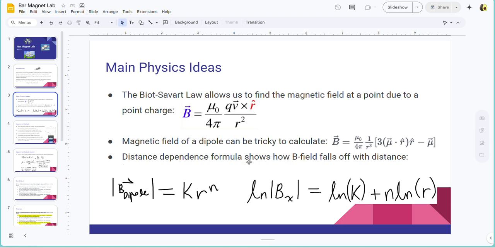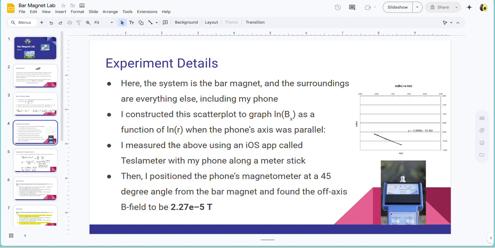The distance dependence formula is shown above, which shows how the B field falls off with distance as shown here, with a negative n that r is raised to, times a certain constant k, for the B field of a dipole here. And here's the linearized version as well for a logarithmic scaled graph that I can find later. For the experiment details, the system is the bar magnet, and everything else is in the surroundings, including my phone itself, which is part of the surroundings too.